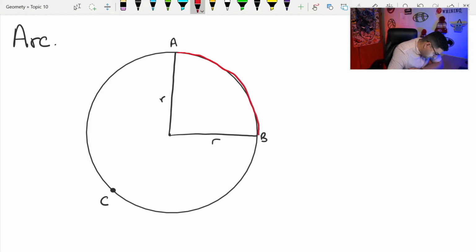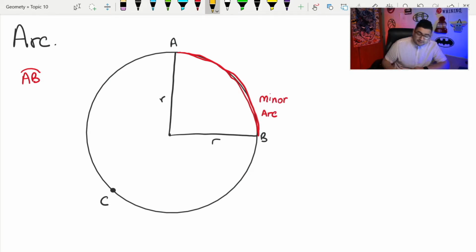Right here, what I'm outlining in red, that's an example of an arc, okay? That goes from point A to point B. And the way I would notate this arc would be I write the letters A, B, and instead of drawing a straight line over them, now I draw a curved line or an arc, and that's how I denote that I'm talking about an arc that goes from point A to point B. We call this arc in particular a minor arc. This is what I would call a minor arc.